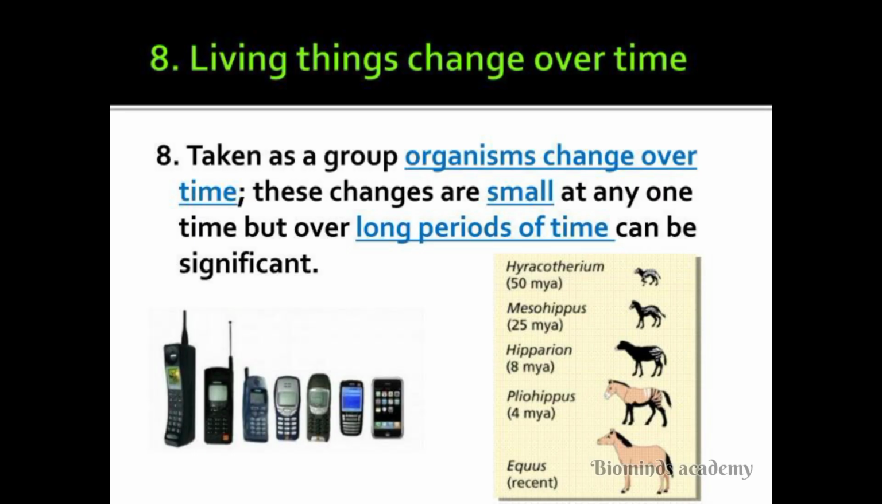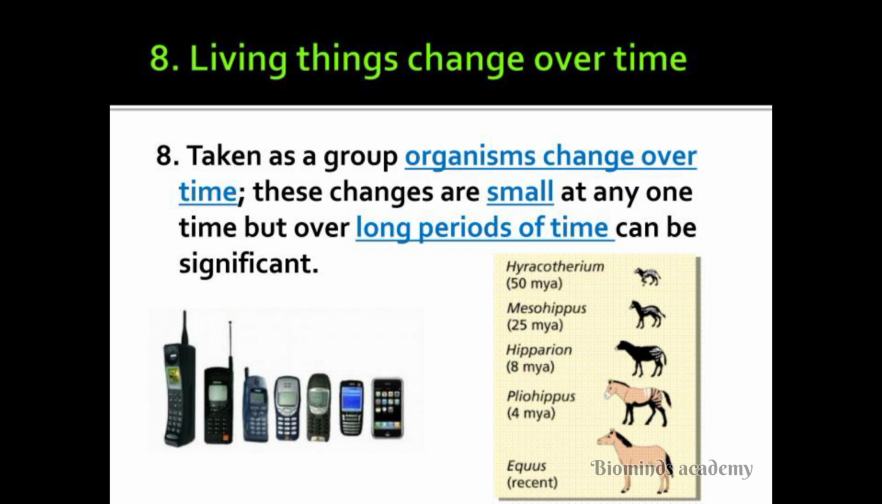The next characteristic of living things is change over time, that is, evolution. The populations of organisms evolve over time through changes in their genetic makeup. These adaptations enhance their survival and reproductive success in their specific environments.